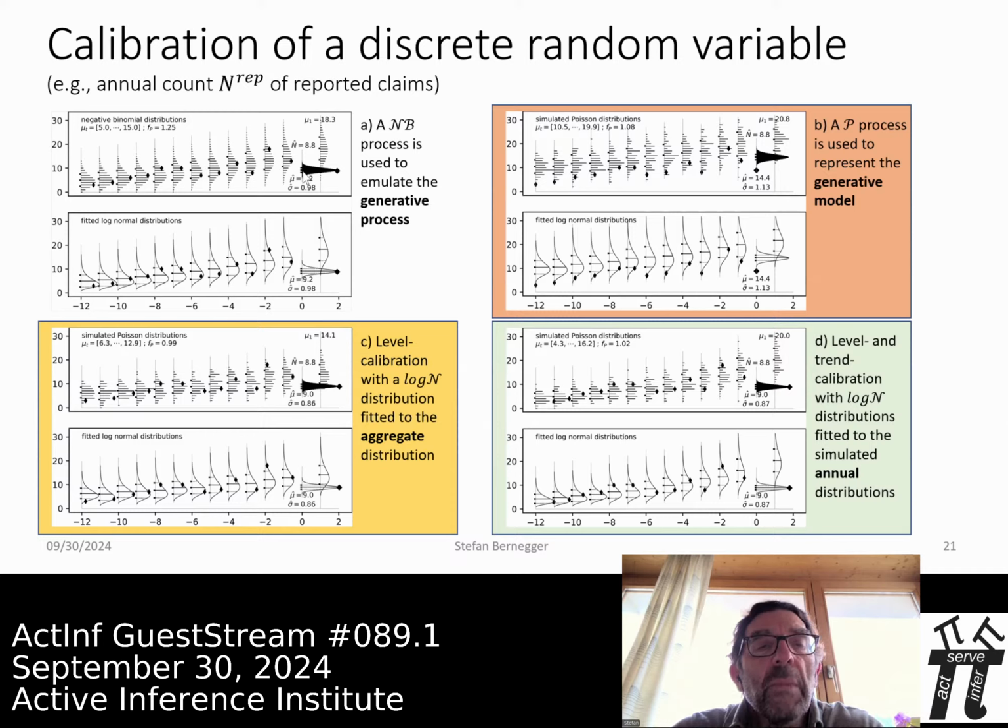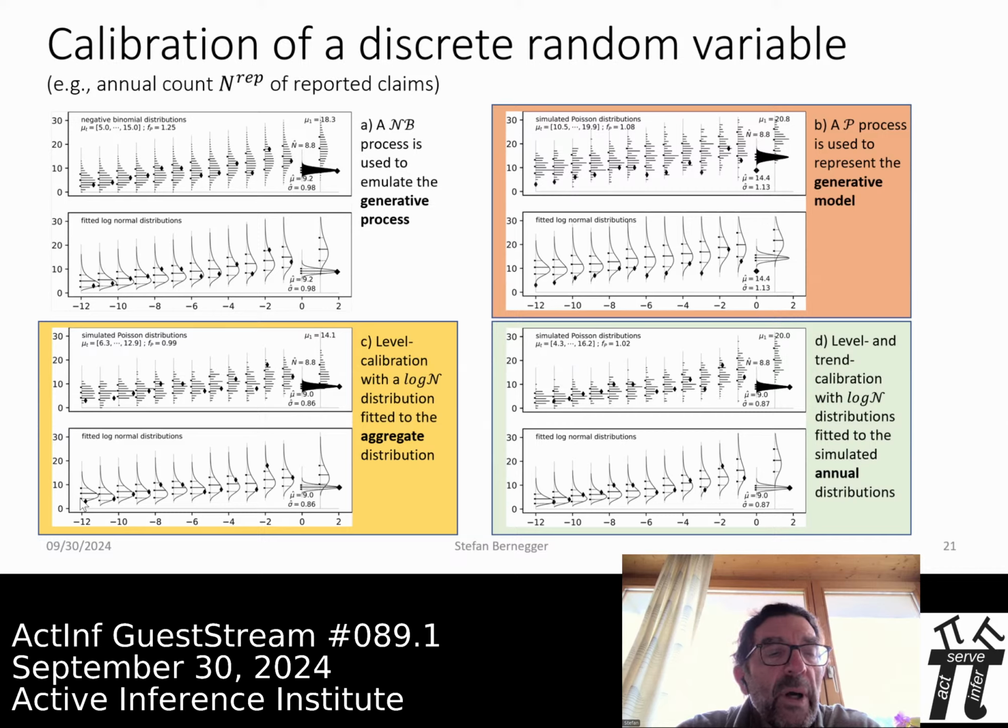And I can use this distribution to calibrate the level if I want. So the level calibration I can do by using the annual data, but I can say I'm just looking at this overall distribution and I calibrate it. So when you see here the observation, the calibrated observation is more or less in the center of the distribution.